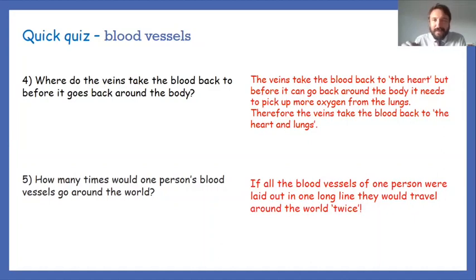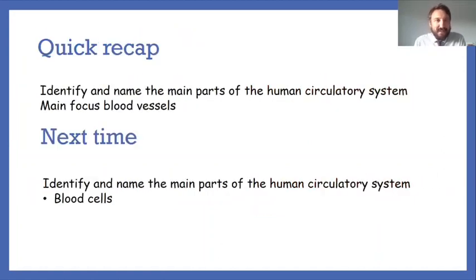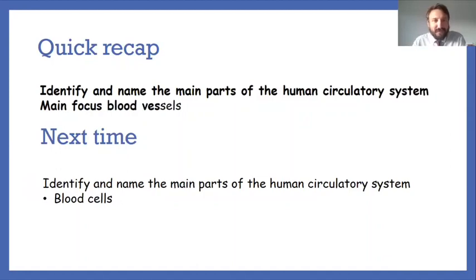But hopefully number 4 you got okay, and number 5 was always going to be a little bit of a guess. So let's have a quick recap on today's learning. Well, today we continued looking through the human circulatory system with the main focus of blood vessels, where we looked at arteries, we looked at veins, we looked at capillaries, the venules, and so on.